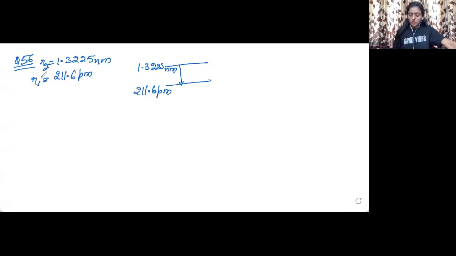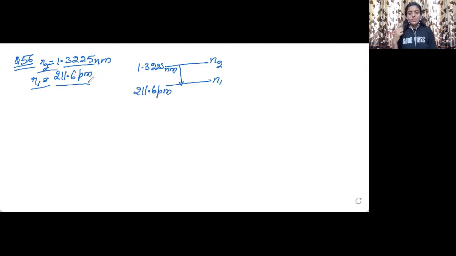Because when we say that the electron is jumping from the higher energy level to the lower energy level, we give the higher energy level the n2 value and the lower energy level the n1 value. So I'm taking it that R2 is equal to this one and R1 is equal to this one. Now let us read the question. Name the series to which this transition belongs and the region of the spectrum.